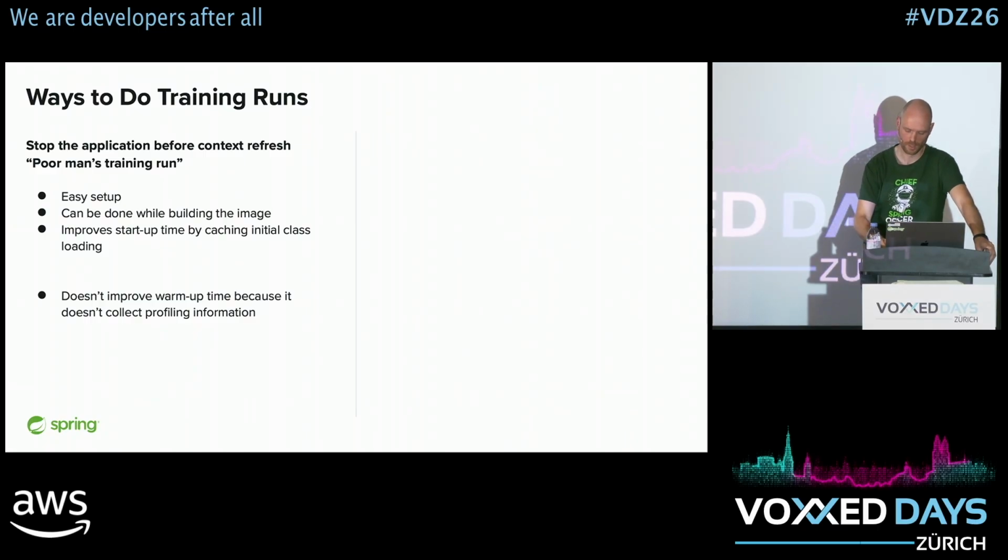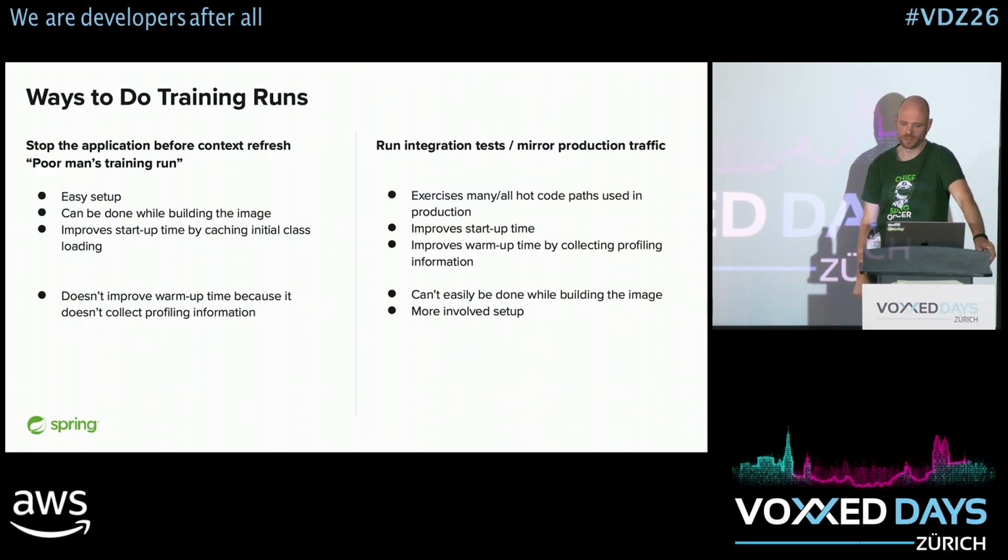And this is the hard part: run integration tests or mirror production traffic, or run it in production and then get the cache file from production. This exercises many or all hot code paths actually used in production. It improves the startup time, it also improves the warm-up time, but it can't be easily done. There is no magic Spring Framework parameter which does that for you.